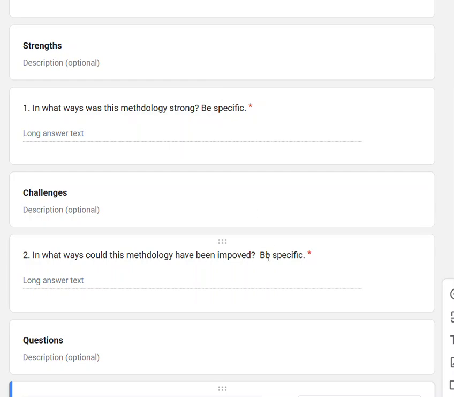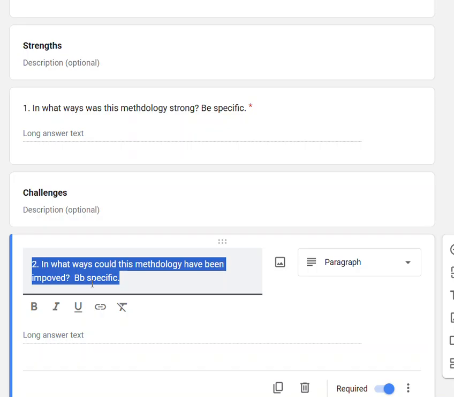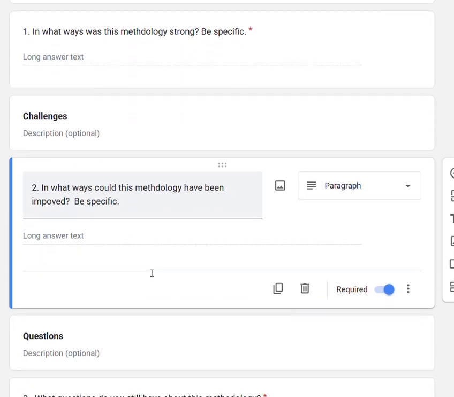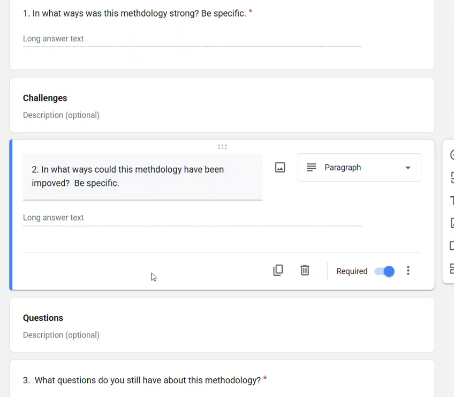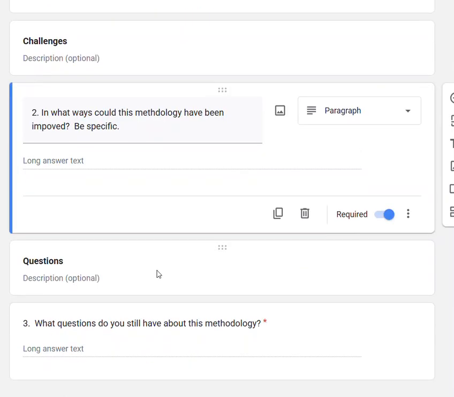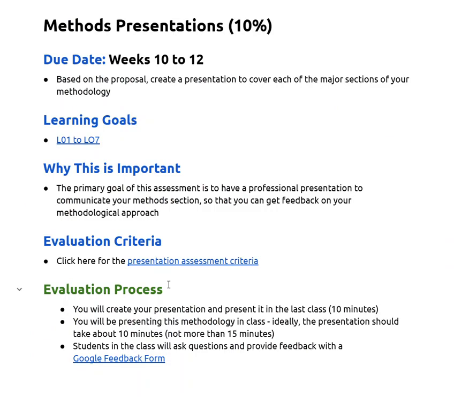And then, in what ways could the methodology have been improved? So there may be some suggestions. Again, it's helping the analytical skills of the audience and hopefully helping you to at least understand the kind of questions that might come about. And then there may be questions they still have, like, well, how would you do this? Or did you consider this? Which you may not have, because we're sort of in the draft phase. So that is a summary of the methods presentation assessment part of the course.